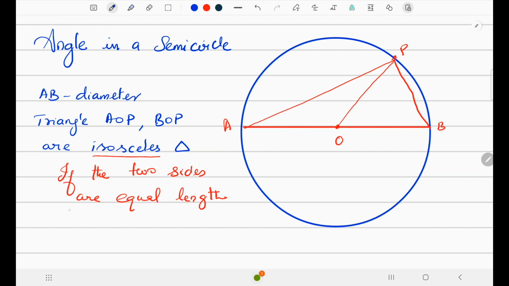Now the angles. The angle OAP and angle OPA in the triangle AOP are equal to each other. Not same length, same value, x. And also the angles OPB and OBP are of the same value, say y.